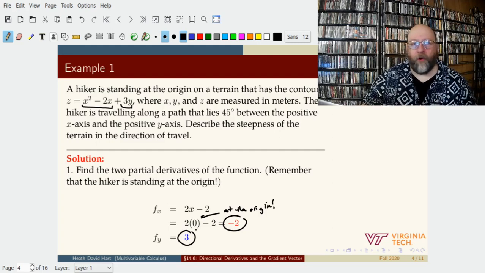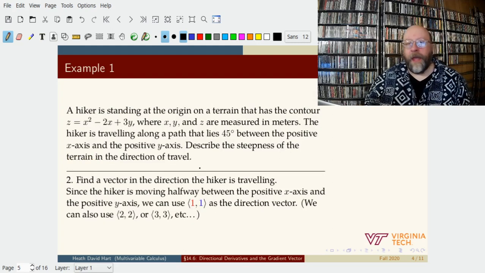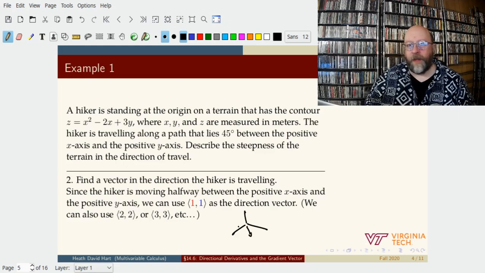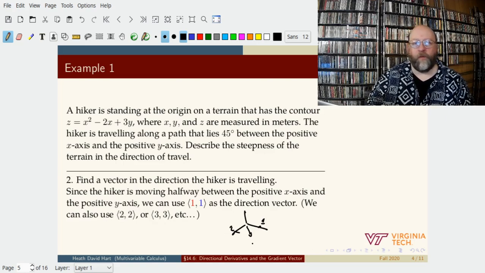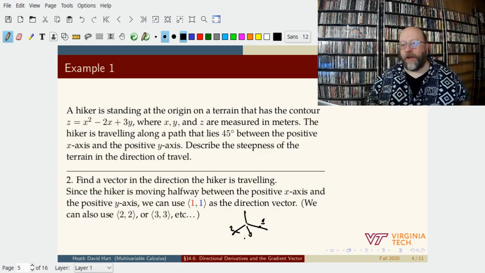All right, so now we have some partial derivatives here. The other thing we need to do is find a direction that the hiker is traveling. And so we need a vector that travels at a 45-degree angle between the x-axis and y-axis. Any vector will work. I'm going to use 1, 1 as my direction vector. But we could use 2, 2 or 3, 3 or 4, 4. Changing the size of the vector will change the amount of the run in the rise over run calculation. But that's okay. We can pick any vector that moves in that direction.